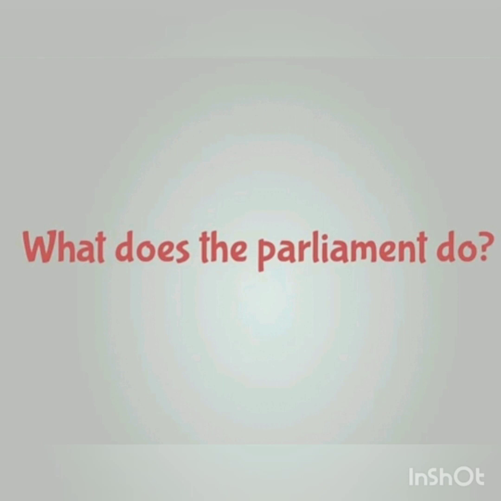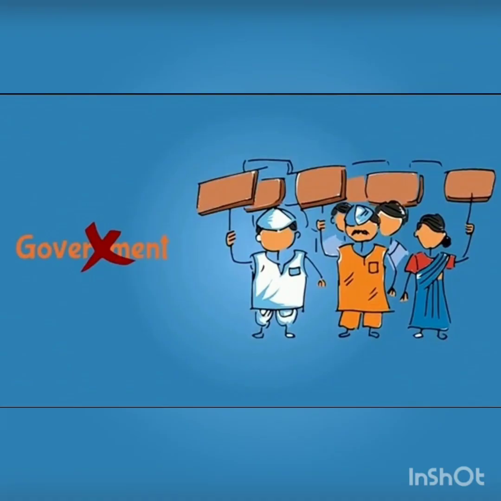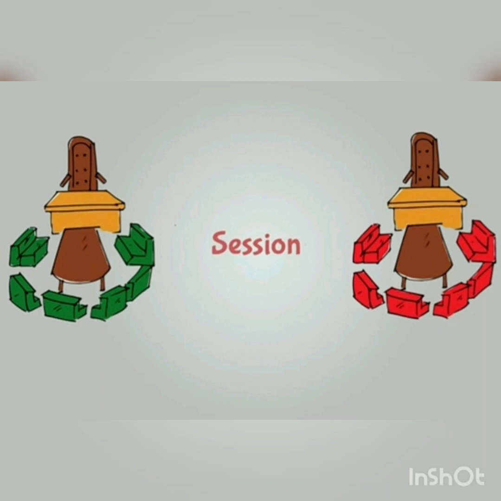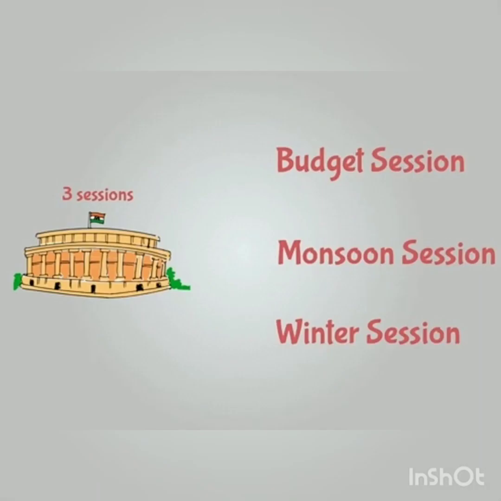So, what does the parliament do exactly? The parliament checks whether the government is doing a good job or not, and if they are not, parliament can raise questions against it. The period during which the House conducts its meetings is called a session. The Parliament conducts 3 sessions each year: the budget session, the monsoon session and the winter session.